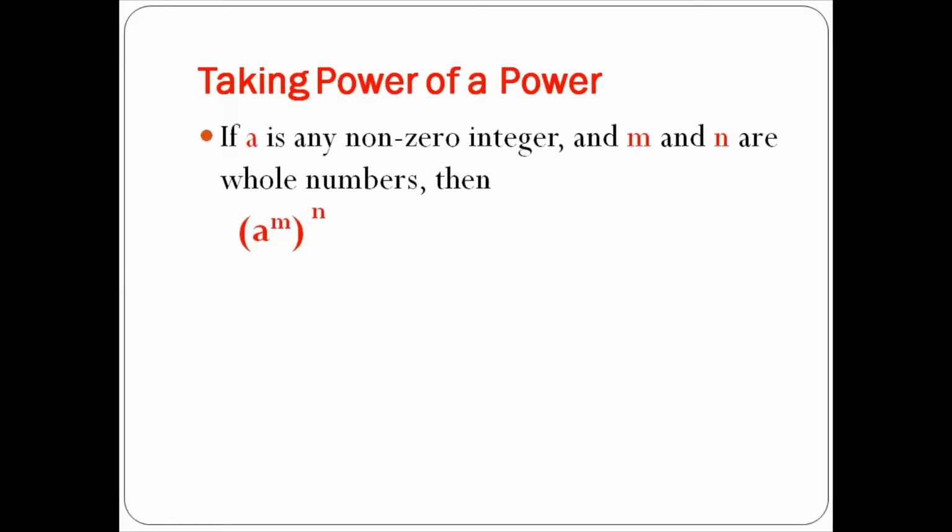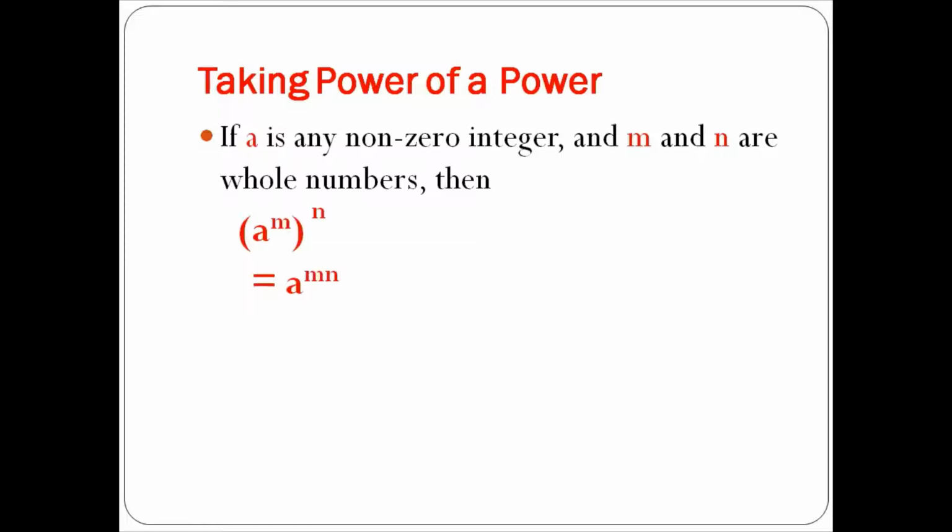In this condition, what will we do? We will simply multiply both the exponents. We'll write base a as it is and we will multiply both exponents with each other, that is m into n. So a raised to the power of m, raised to the power of n, is equal to a raised to the power of m multiplied by n, or m into n.